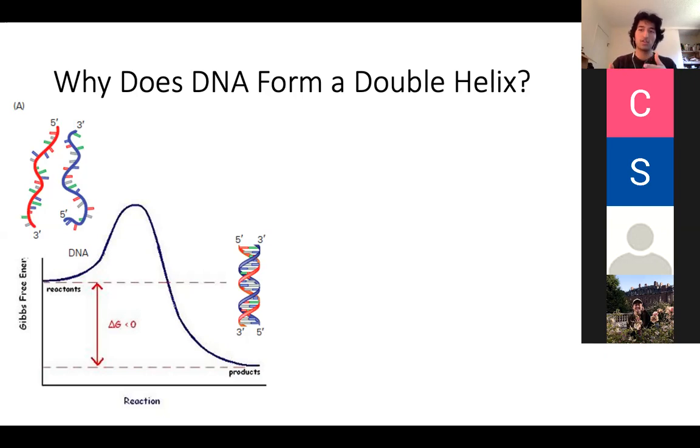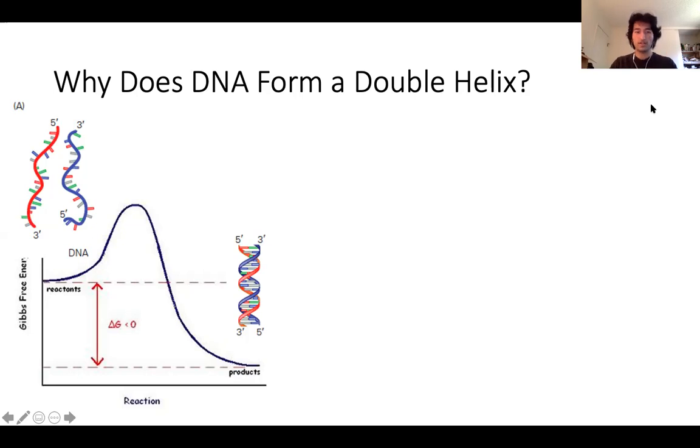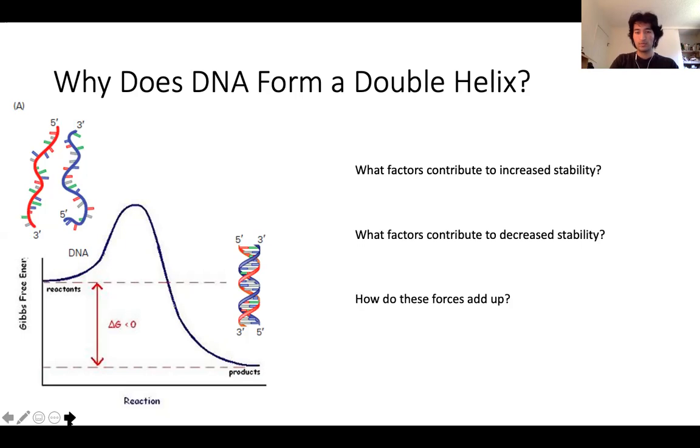So that suggests that there must be some amount of energy favorability. There must be some amount of increased stability in the DNA double helix that's causing this to happen. So next, I want to talk about what some of the factors are that could be contributing to that. Does anyone want to take a guess as to what factors might lead to increased DNA stability? I think we've talked about it a little bit so far. Anyone can chime in.